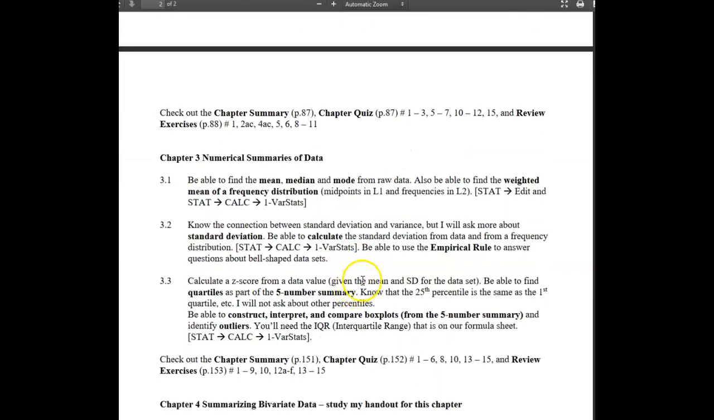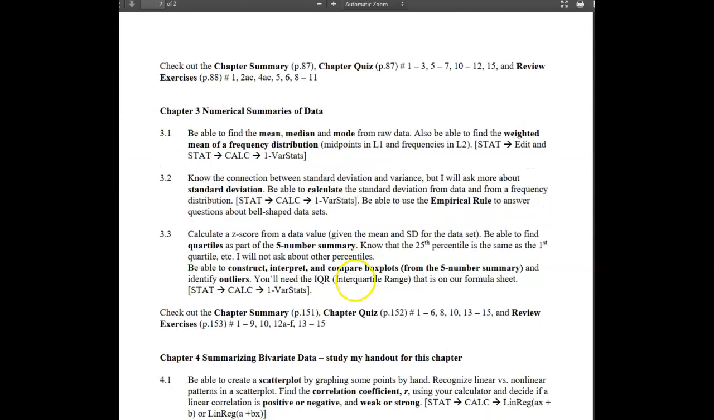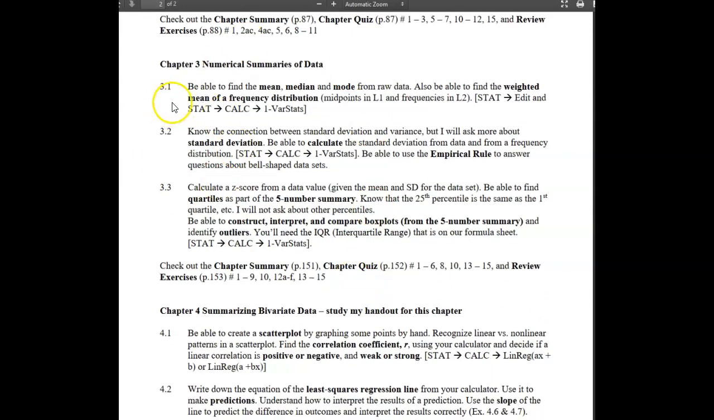If you don't have time for that, just make sure you focus on the homework and can work through the homework. Chapter 3, this is where we started working with the calculator. So I gave some summaries of the calculator functions here. So be able to find the mean, median, and mode from raw data.